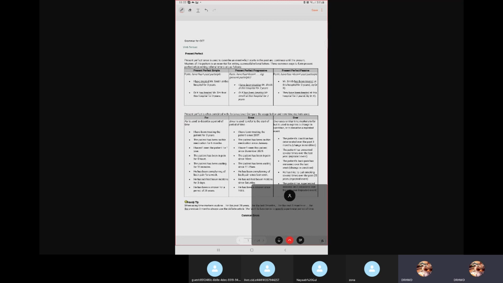Okay, so this is what is important. I have treated Mr. Smith at this hospital for 3 years, right? So this is something that the person started 3 years ago and was still continuing. However, maybe today he stopped. Then he says, I have been treating Mr. Smith at this hospital for 3 years. That means that this person had been treated for 3 years and it is still continuing to happen.